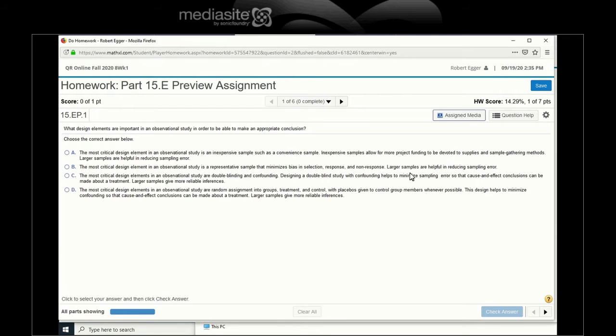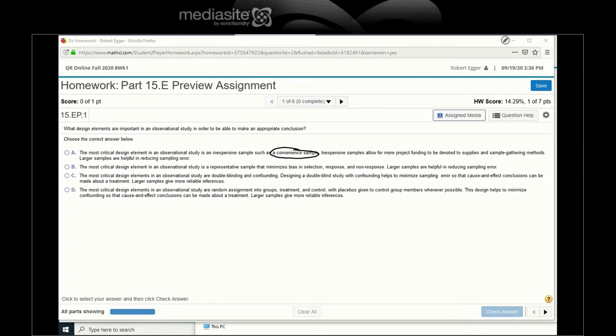So choose what design elements are important in an observational study in order to be able to make an appropriate conclusion. Choose the correct answers. So let's see, the most critical design element in an observational study is an inexpensive sample, such as a convenience sample. Inexpensive samples allow for more project funding to be devoted to supplies and supply gathering methods. Large samples are helpful in reducing sampling errors.